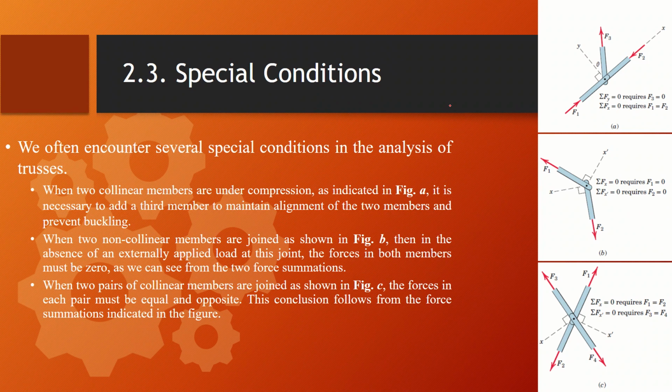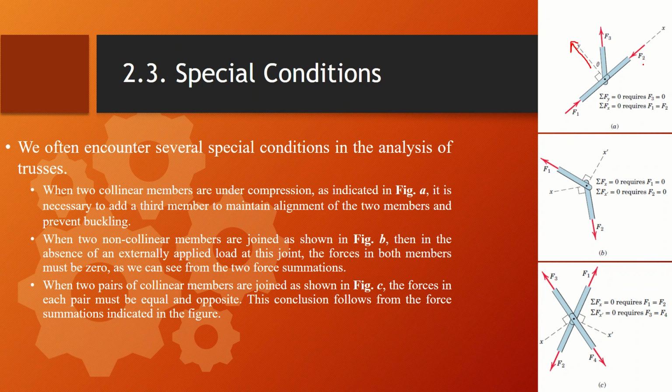And we can see from force summation in the y direction that the force F3 in the third member must be 0, and from the x direction that F1 is equal to F2. This conclusion holds regardless of the angle theta, and holds also if the collinear members are in tension. If an external force with a component in the y direction were applied on the joint, then F3 would no longer be zero.